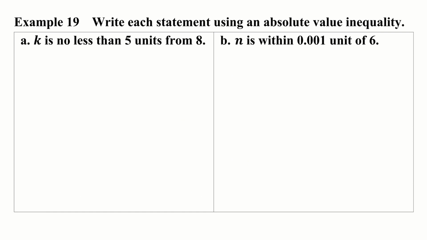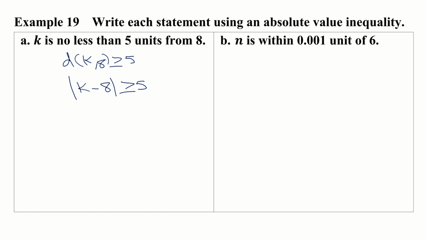All right, so here we're going to write each of these statements using an absolute value inequality. K is no less than 5 units from 8. So what does that mean? That means the distance between K and 8 is greater than or equal to 5 units. You can do it in stages if you like. You can say the distance between K and 8 is greater than or equal to 5. But what is the distance between K and 8? Remember, that's just the absolute value of their difference. So there it is. That's the first statement translated into an inequality involving absolute value.